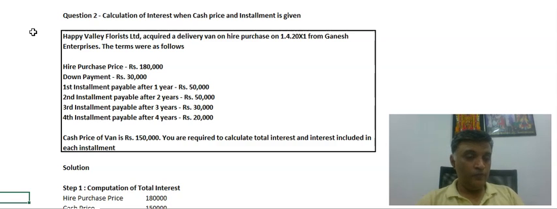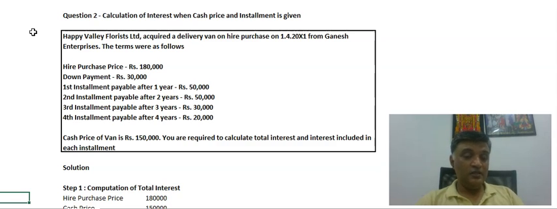Now if you carefully note, the hire purchase price is given to you, which is 1,80,000. The cash price is also given to you, which is 1,50,000, which means the difference between the hire purchase price and the cash price is going to be the interest part. So the total interest is 30,000. So that's the first requirement. You are required to calculate the total interest. So the total interest is 30,000.